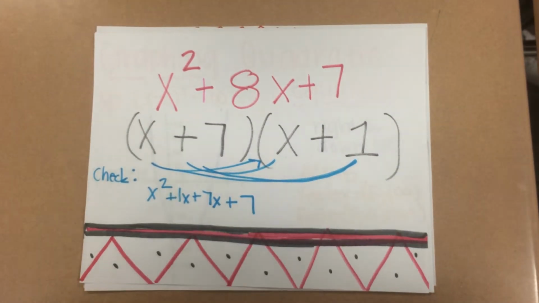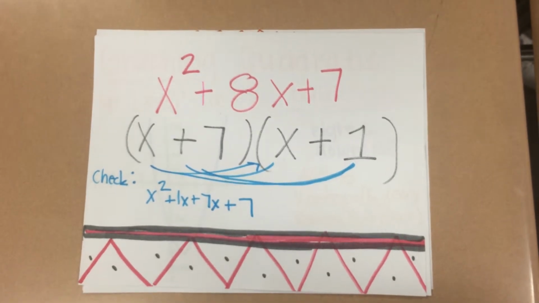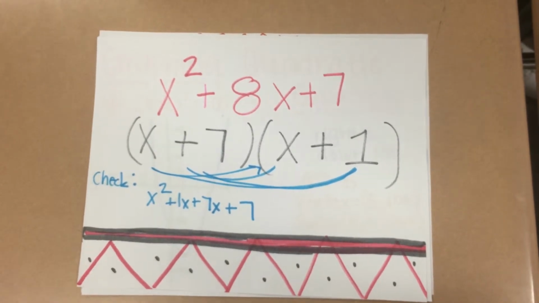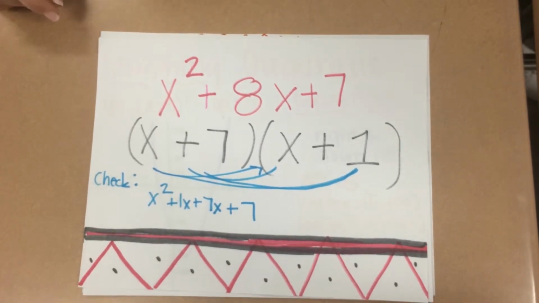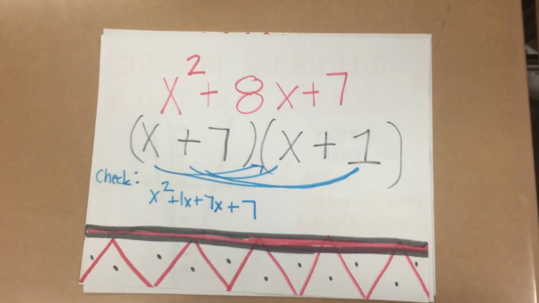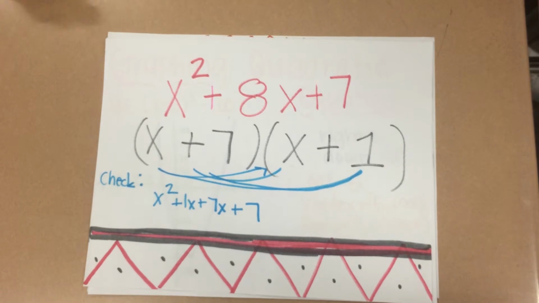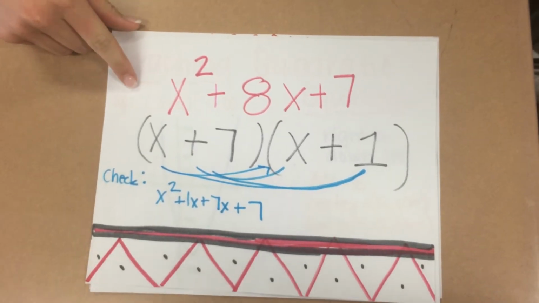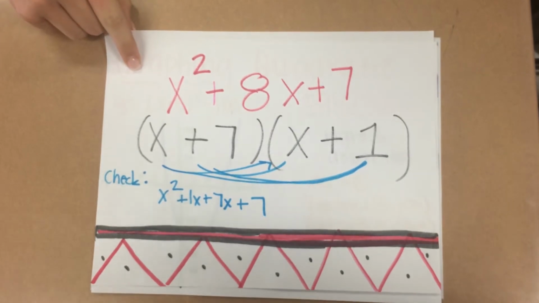In foiling, you take x squared, put an x in each parenthesis, and then you figure out what multiplies to 7 and adds to 8, which is 7 and 1. So x plus 7 and x plus 1. Then you make sure you check your work by multiplying back together to make x squared plus 1x plus 7x plus 7, which all goes together into x squared plus 8x plus 7.